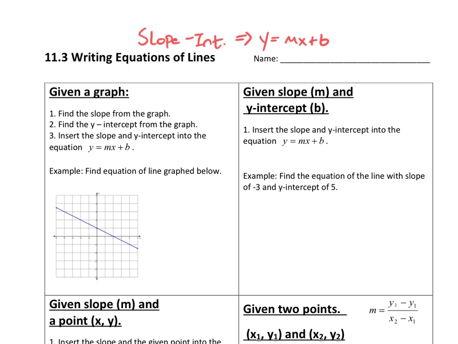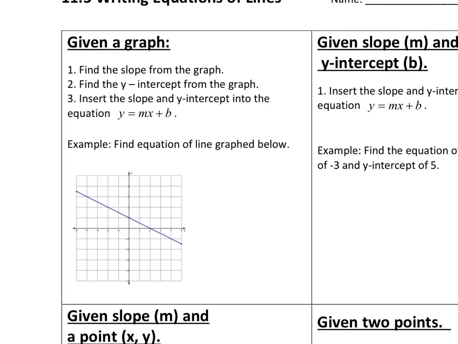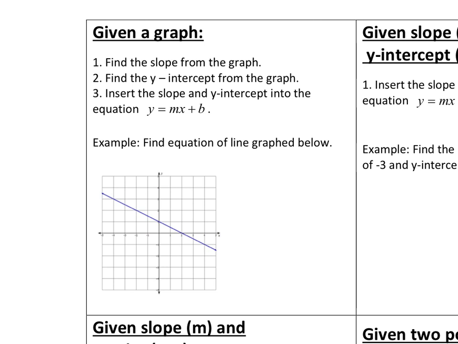Here are the big things, and I'm going to highlight those a different color. The things that you need every single time are the slope and the b value, which is your y-intercept. Those are the two things you need to be able to write the equation of a line. So what we're going to do now is go through each little square and do some of that.